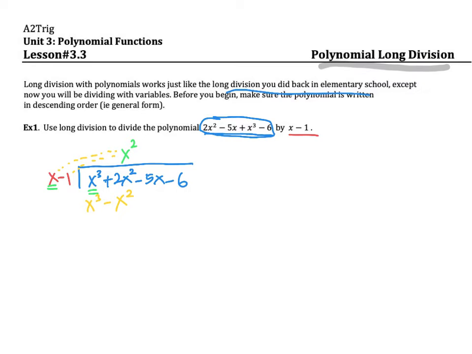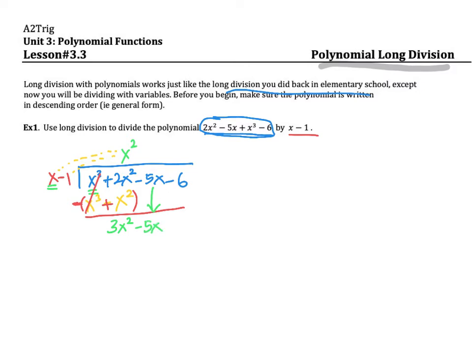Then I'm going to subtract. That's what you would do if you were doing this yourself. You would subtract the number you got. I like to just physically change the signs because otherwise I think I make mathematical errors. So we get a negative x cubed. When you subtract, those first terms should cancel. If they don't, you've made a mistake. Then we have 2x squared plus x squared, which is 3x squared. So I'm going to add that up, and then I'm going to bring down my next term.